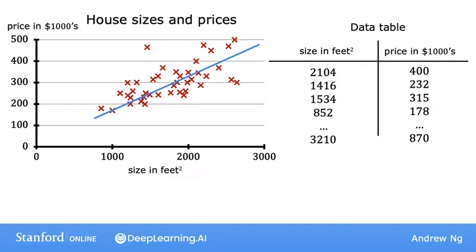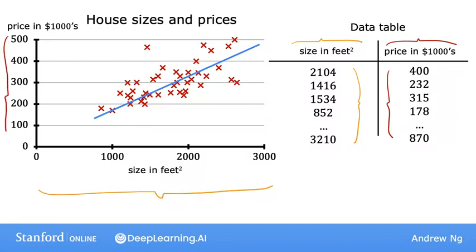The data comprises a set of inputs. This would be the size of the house, which is this column here. It also has outputs. You're trying to predict the price, which is this column here. Notice that the horizontal and vertical axes correspond to these two columns, the size and the price.